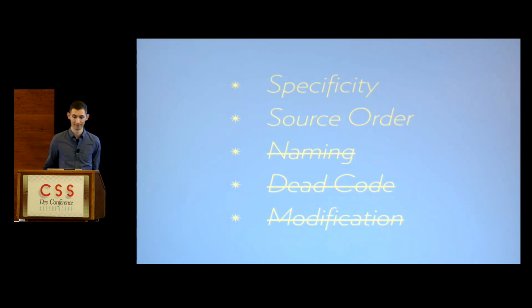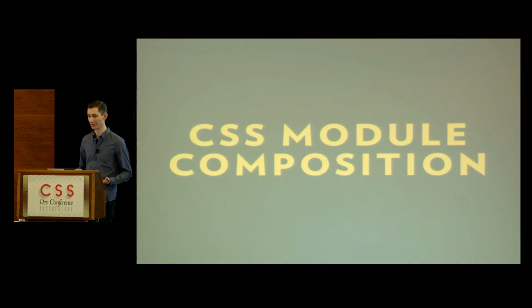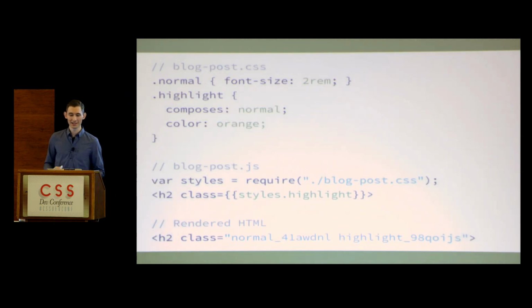in my experience. So there's another feature of CSS modules that might help with this called composition, which I'm also very excited about. So this is an example of how composition works. Imagine we have a blogpost.css file again. It has two class names this time. Normal sets a font size, and highlight sets a color.